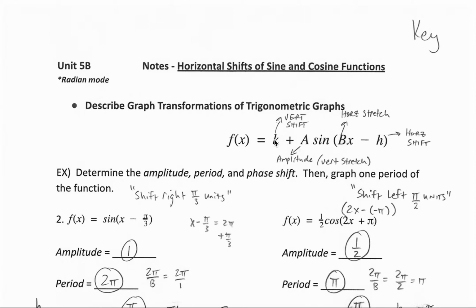So that leaves us with the vertical shift here. That's going to be our constant being added or subtracted outside. That's going to shift every point on our graph up or down. And then lastly, here's our horizontal shift. That's going to shift every point to the left or right.